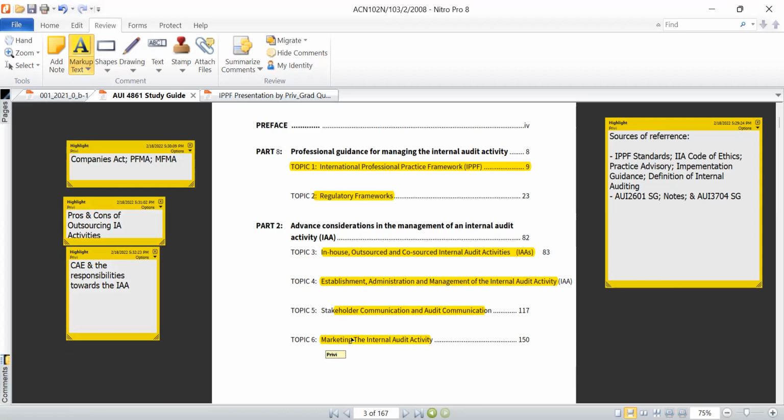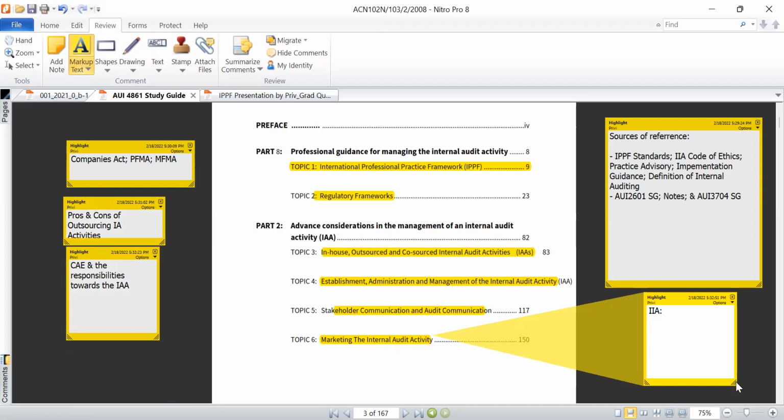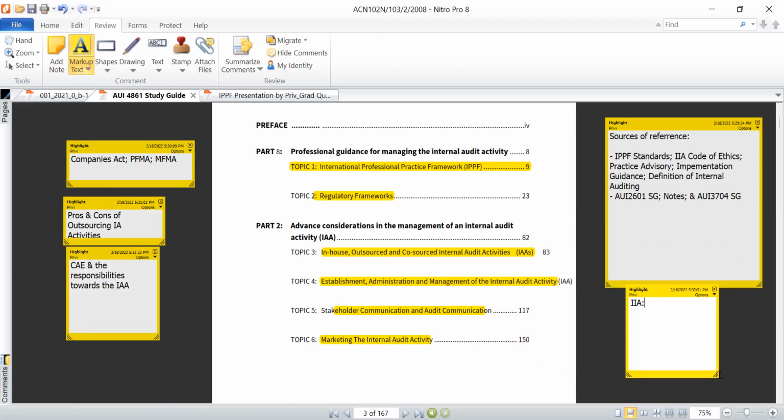Now, this has to do with the following. This is where you get introduced in detail to the Institute of Internal Auditors. I'm going to talk about that when we come to that part. So without further ado, I want to make sure that today we get into detail with topic number 1.